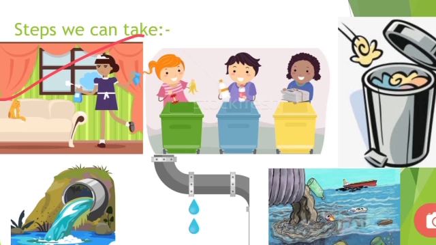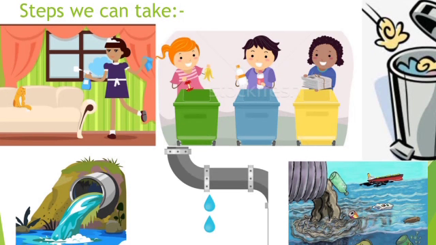Here we can see that the green dustbin is used for biodegradable waste, the blue dustbin is used for non-biodegradable waste, and yellow is used for electronic waste. The garbage and dustbin should always be closed, because if open, the garbage or dustbin can become a home for various germs and bacteria.